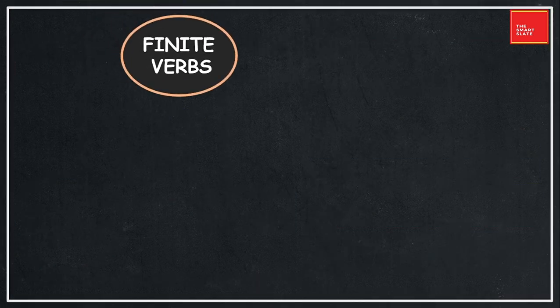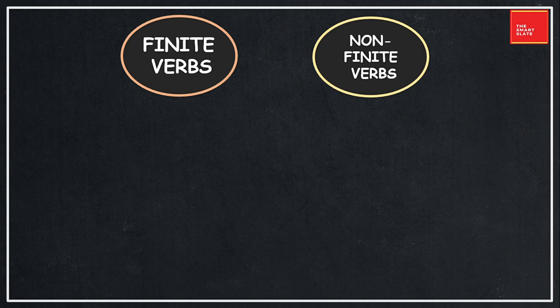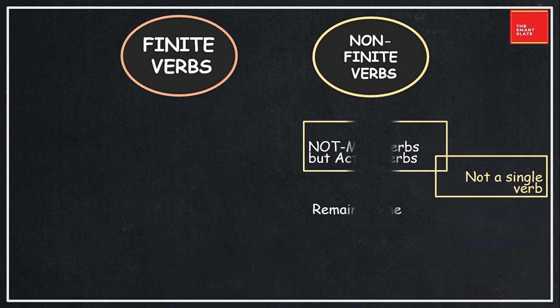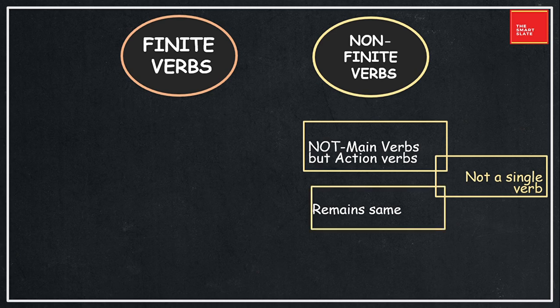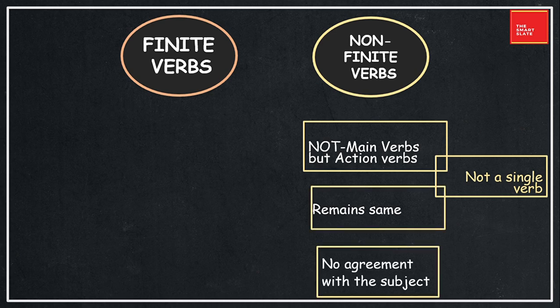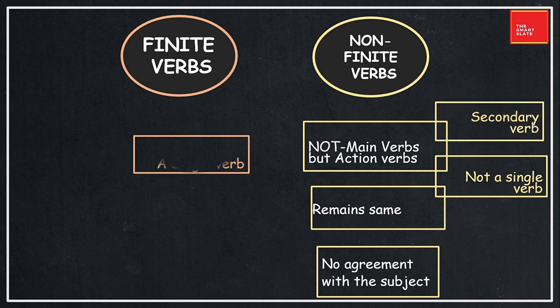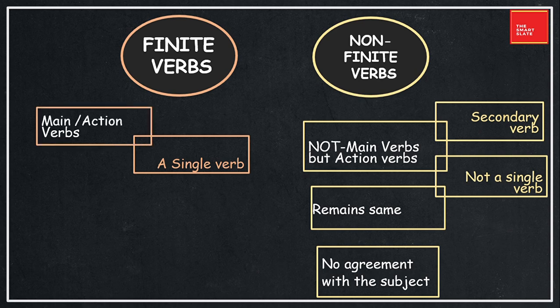We'll understand the difference between finite and non-finite verbs. Non-finite verbs are not a single verb. They are not main verbs but action verbs which remain same. There is no agreement with the subject. These are secondary verbs. Whereas finite verbs are a single verb.